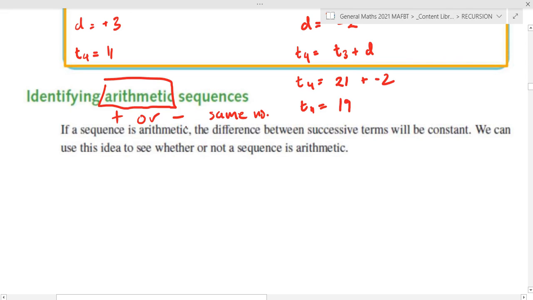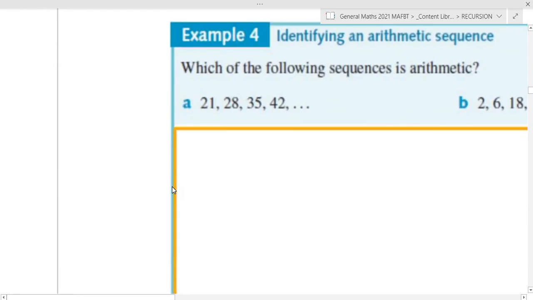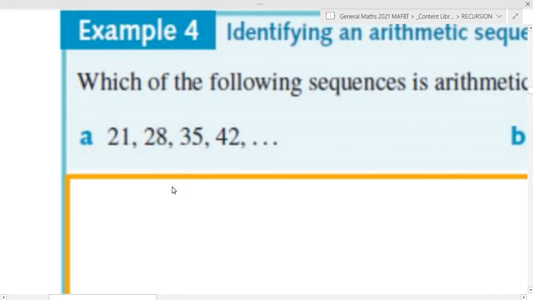If a sequence is arithmetic, that means the common difference between each term will be constant. So you're going to be adding or subtracting by the same number. And we can use this idea to see whether something is arithmetic or something else. If you look at these examples, which of these is arithmetic? Let's try and recognize here. What's the common difference? Well, we'll go T1, 2, 3, 4.